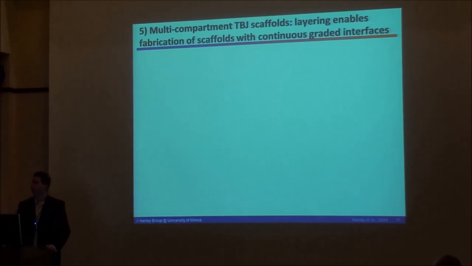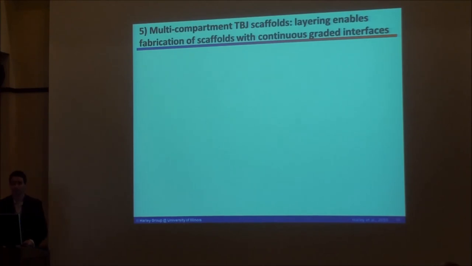So now we've gone through each of these lineages, and the question though is, how are we going to integrate this all into a single material? If you remember back to one of my first slides, where I talked about that scaffold that we had developed for osteochondral repair, that used a layering approach in order to get two distinct compartments to regenerate two different tissues. So we thought we could use a similar approach for the TBJ.